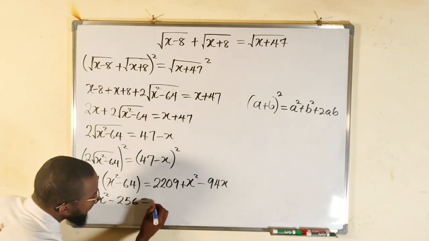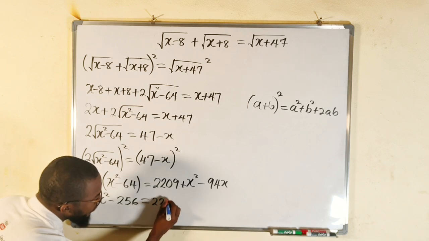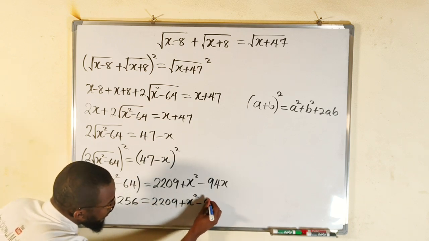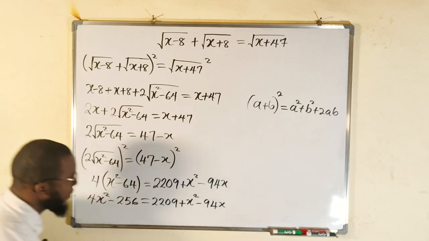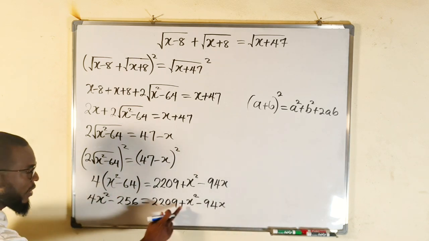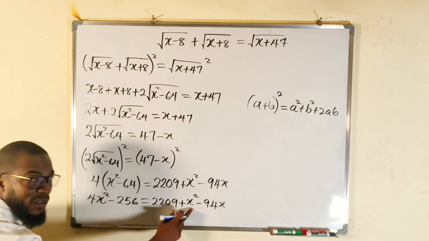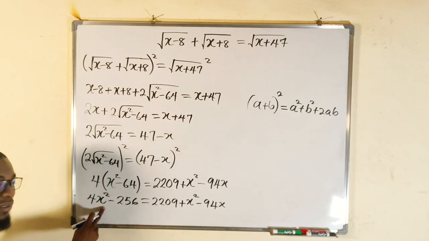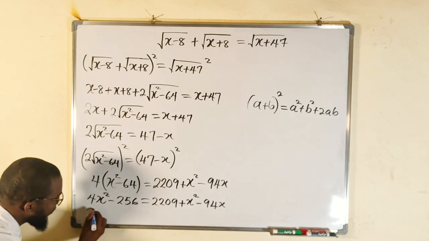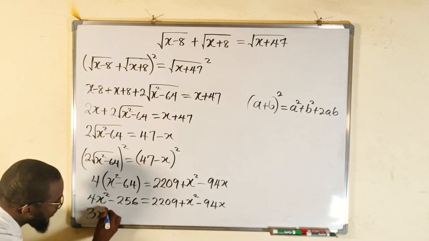256. And this is equal to 2209 plus x squared minus 94x. I think we have to collect like terms from here. We have 4x squared. As this one crosses over, it becomes negative. So we have 4x squared minus x squared. That will give us 3x squared.